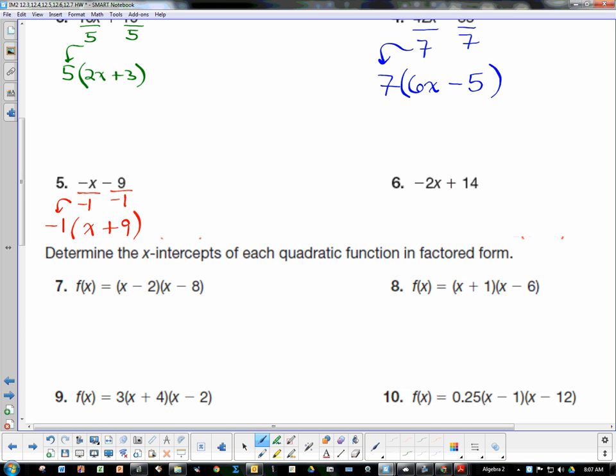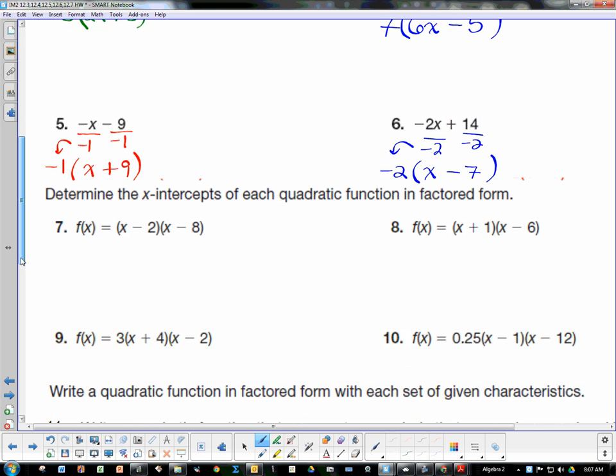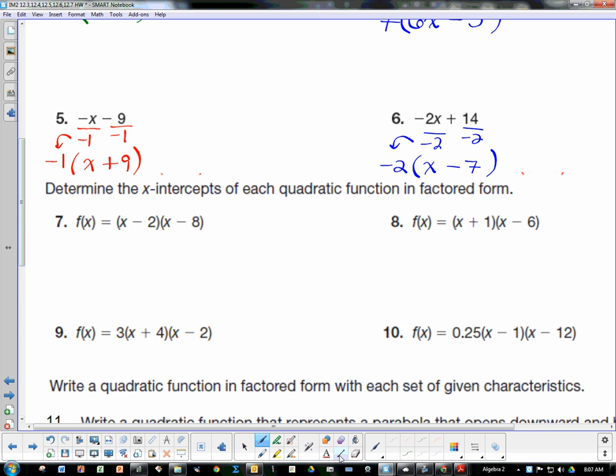Let's head over to number 6. How about I divide out, what do you think, a negative or a positive? I'm going to divide out a negative 2. Negative 2, we'll factor that out. So we're going to end up with here, looks like x, and then minus 7, and the negative 2 will come out front. Good, good.